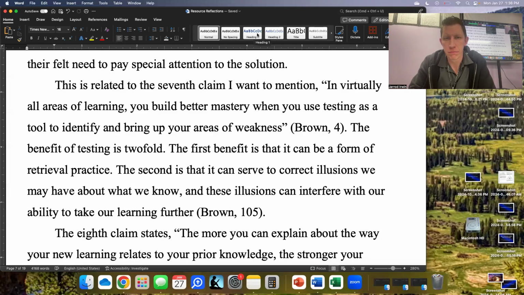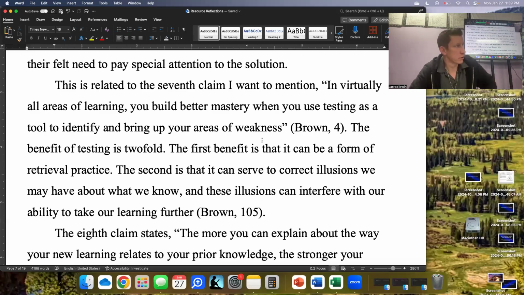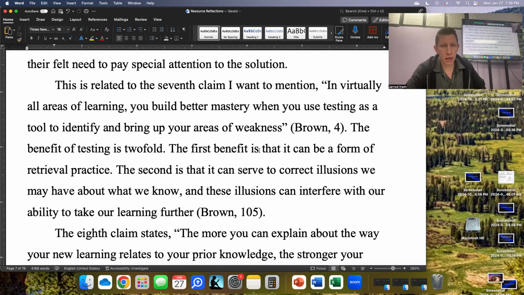I love the word illusions in this. You think you got it, but it's an illusion, no, you don't. Moral, identify and how to implement these questions. So I think this is pretty straightforward. We've all taken tests before.